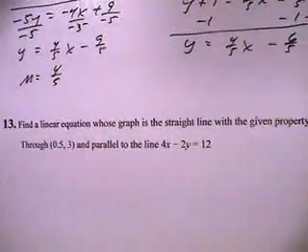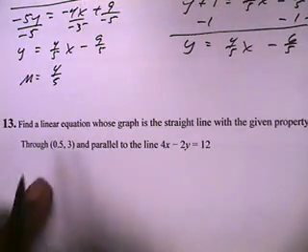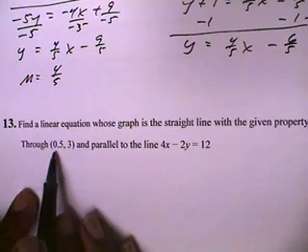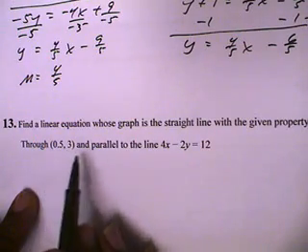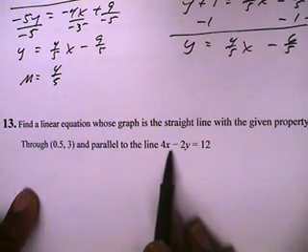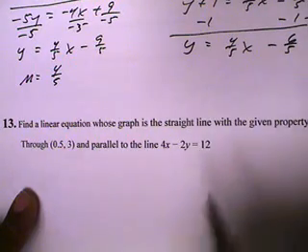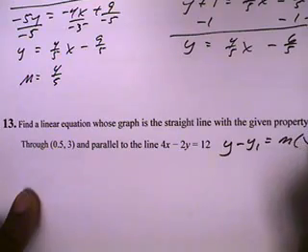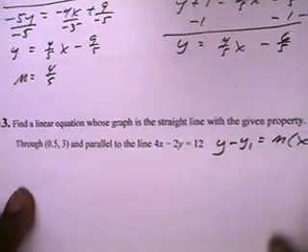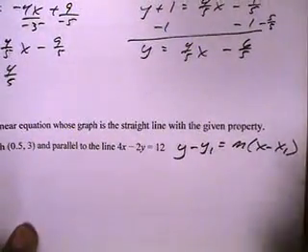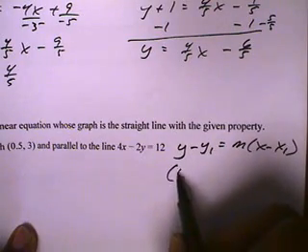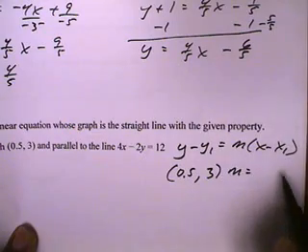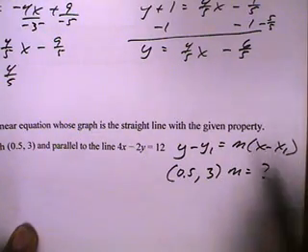Number 13. We want to find an equation whose graph is a straight line with a given property. It goes through the point (0.5, 3) and is parallel to the line 4x minus 2y equals 12. Well, again, to create equations of lines, we use the point-slope formula. The point-slope formula requires a point and a slope. And we already have a point, which is (0.5, 3). We just don't have a slope. So let's get the slope.